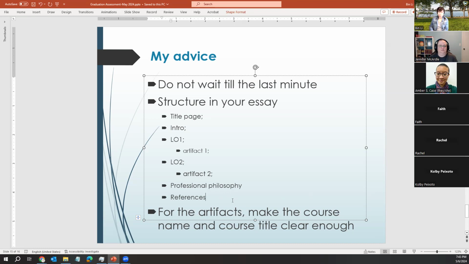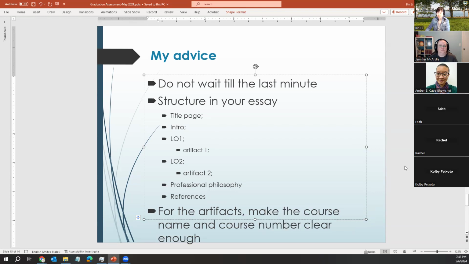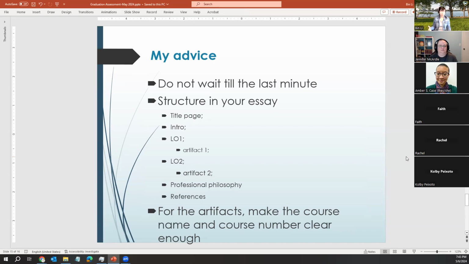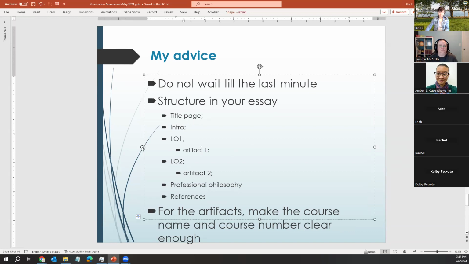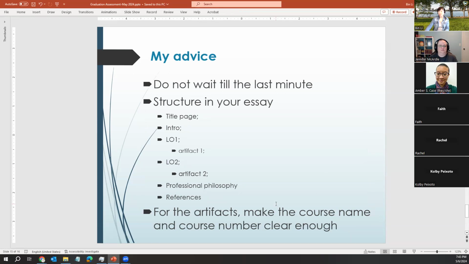So structure helps, subheadings help, and for the artifacts, the faculty are looking at how you talk about them and which courses they are from. So make the course name and course title clear, particularly the course number. For instance, this is from 6080 budgeting project. So we know the important elements are there.